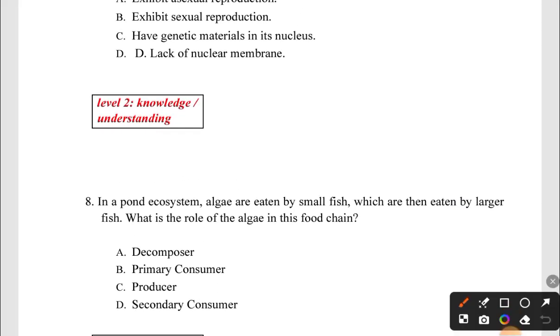Question 8. In a pond ecosystem, algae are eaten by small fish, which are then eaten by larger fish. What is the role of the algae in the food chain? The algae acts as a producer. So question 8, C.